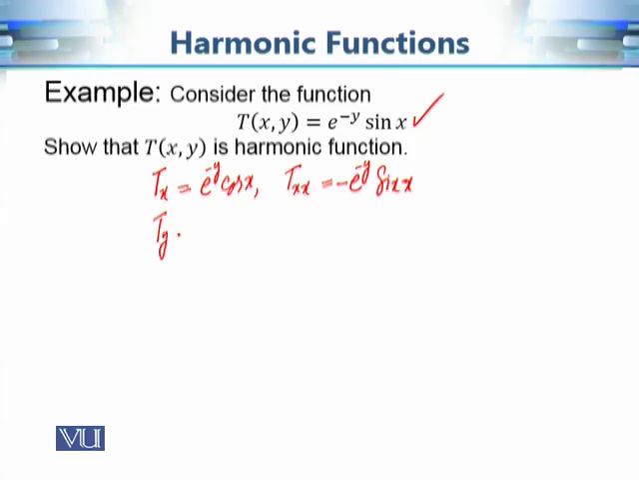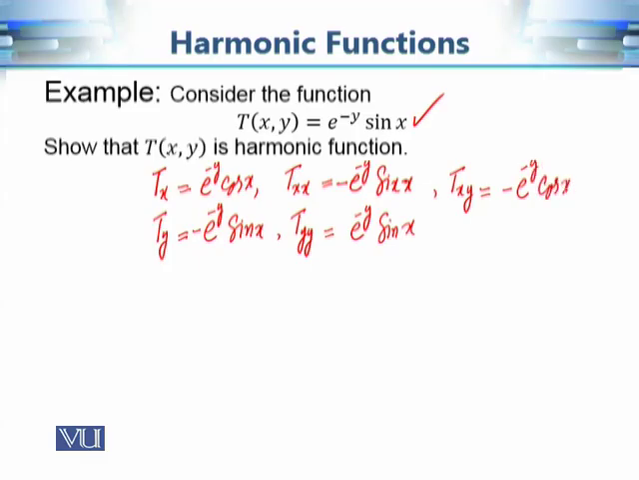Similarly, we can calculate what is ty. So, ty is e raised to power minus y sine x, but with a negative sign, because the partial derivative of e raised to power minus y with respect to y is in fact minus e raised to power minus y. And we can also calculate what is tyy. In this case, it becomes e raised to power minus y sine x. And we can see that these first order and second order partial derivatives are in fact continuous functions. And we can check the other second order partial derivatives as well, these mixed derivatives. In this case, it becomes minus e raised to power minus y cosine x, and tyx is in fact minus e raised to power minus y cosine x. So all of these first and second order partial derivatives are continuous. So the first condition is satisfied.